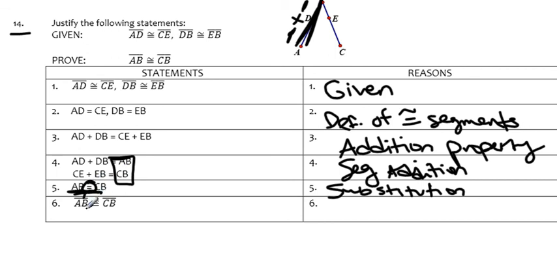And then finally, an equal symbol turning into a congruent sign. That's your definition of congruent, and because we're talking about segments, we write segments.